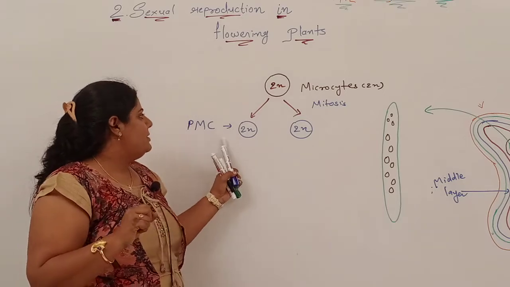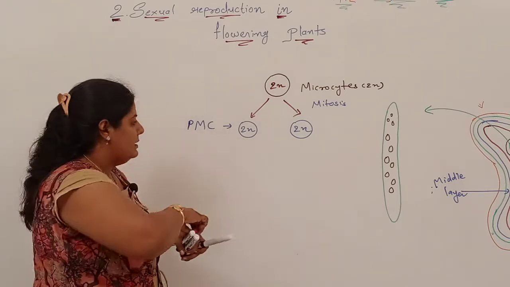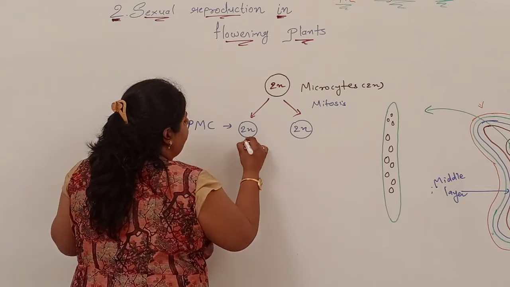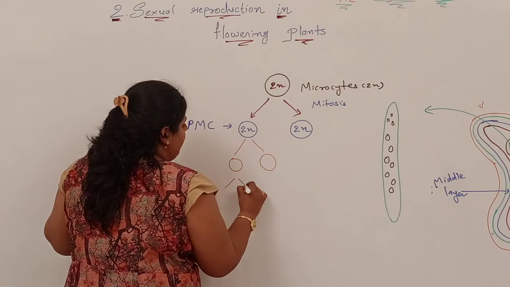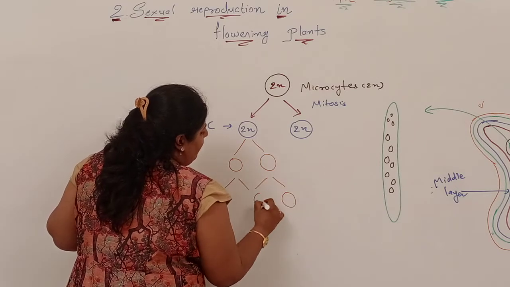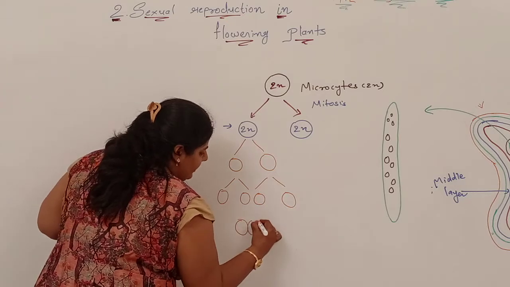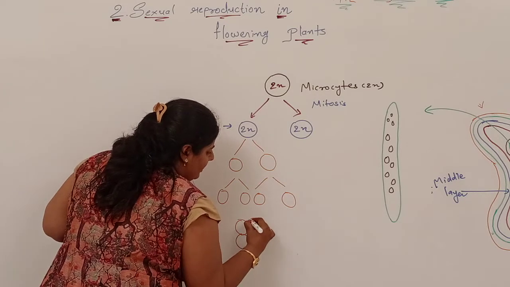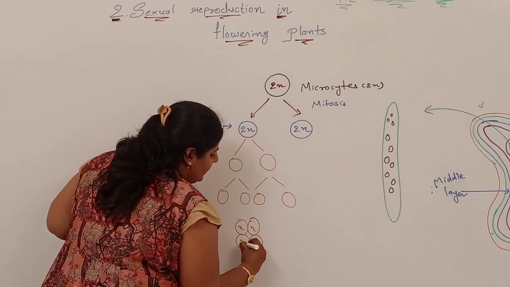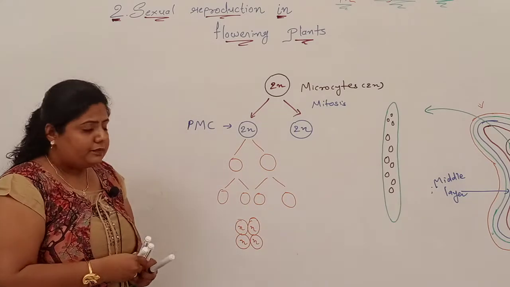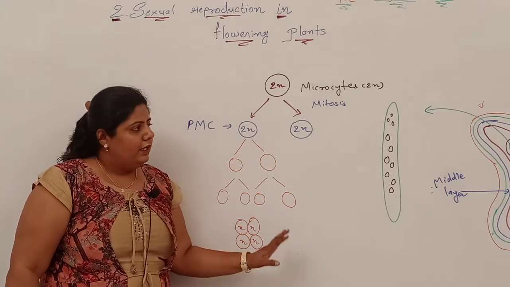Now this one pollen mother cell undergoes meiosis, meaning meiotic division. So from 2 and after 2, 4 cells will form. So we have a tetrad. This is called a tetrad. 4 cells are there which are haploid in nature. So pollen grains are present in the form of a tetrad.